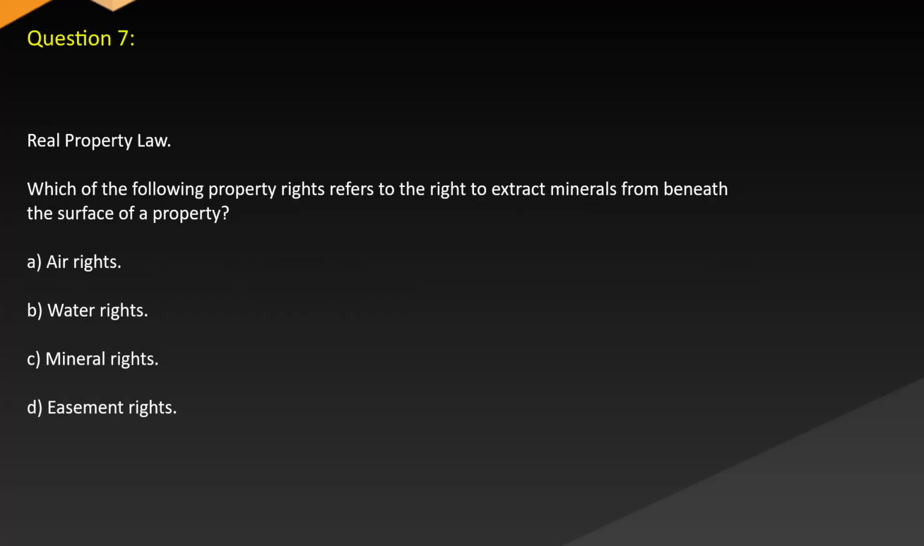Question 7. Real property law. Which of the following property rights refers to the right to extract minerals from beneath the surface of a property? A. Air rights. B. Water rights. C. Mineral rights. D. Easement rights.